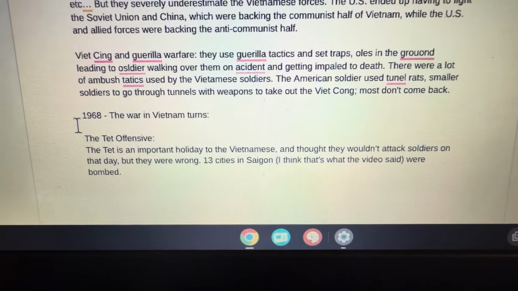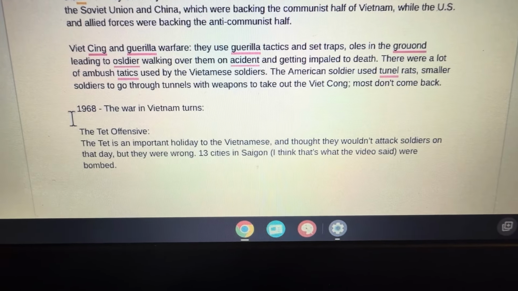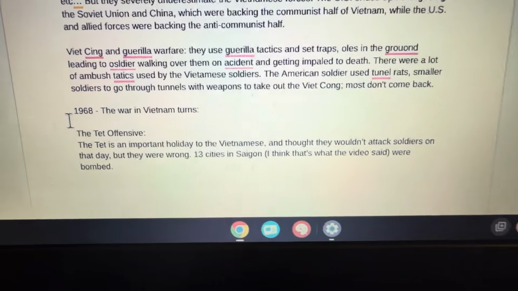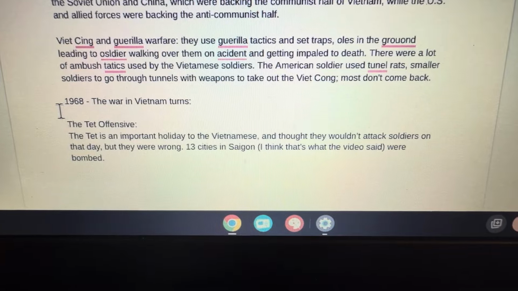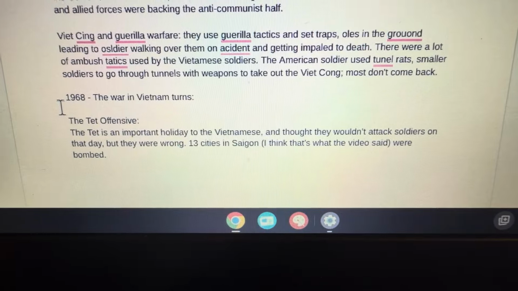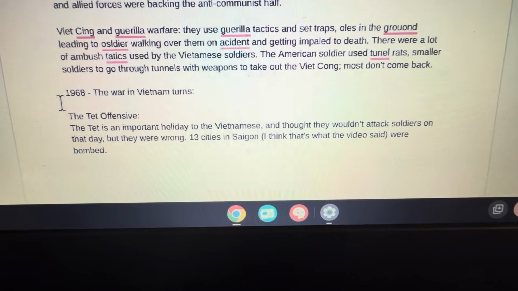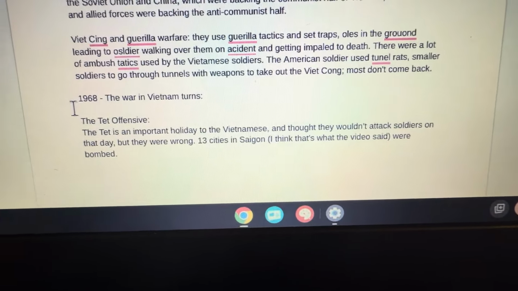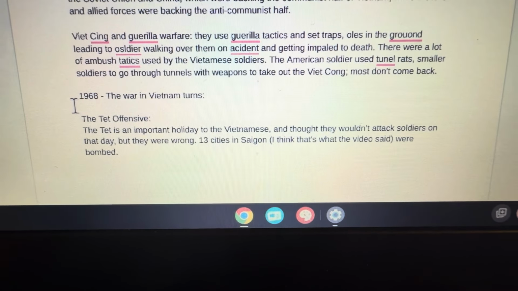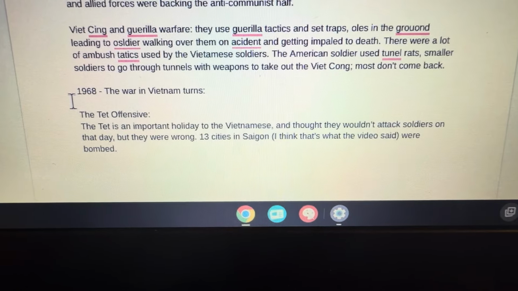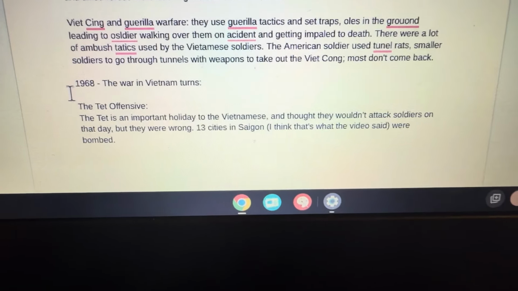Viet Cong and guerrilla warfare. They used guerrilla tactics and set traps, holes in the ground, leading to soldiers walking over them on accident and getting impaled to death by spikes. There were a lot of ambush tactics used by the Vietnamese soldiers. American soldiers would find tunnels made by Vietnamese soldiers and would use what's called tunnel rats, which were soldiers who were smaller, and they went through those tunnels with weapons to take out the Viet Cong. Most don't come back.